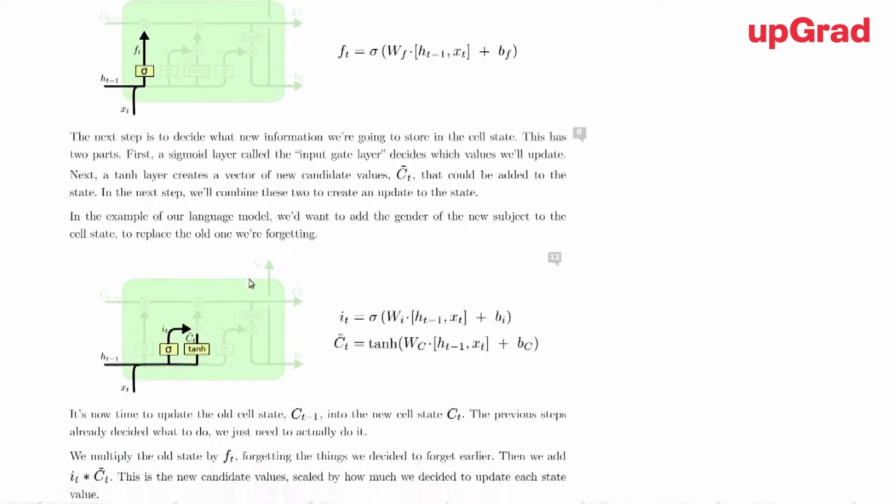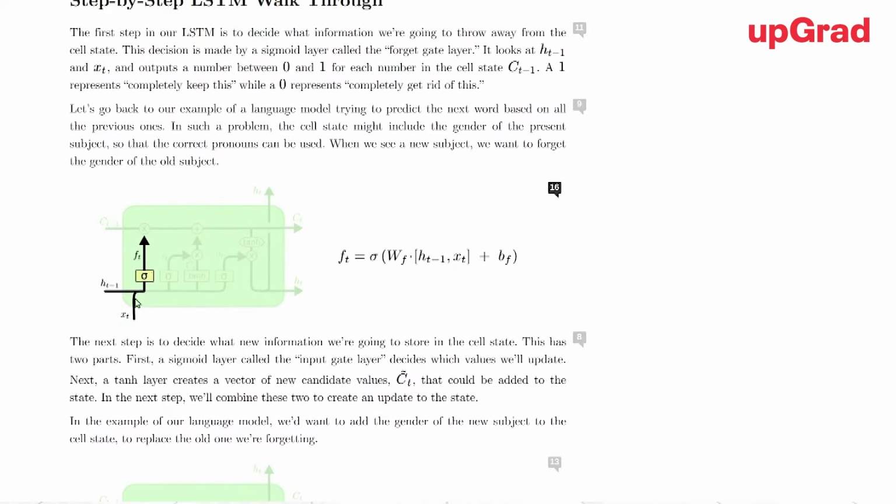So what is happening here? Firstly, the forget layer. Based on the previous inputs and the new input, the sigmoid function is trying to forget the old data. It's a sigmoid layer, if you see. So sigmoid layer, what? 0 or 1. It chooses the output between 0 and 1.